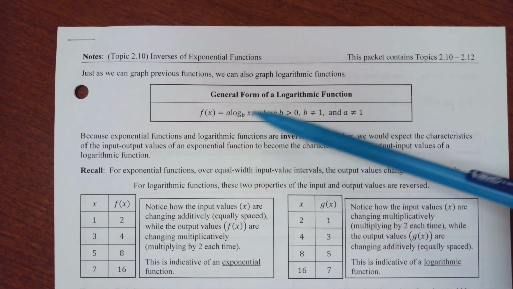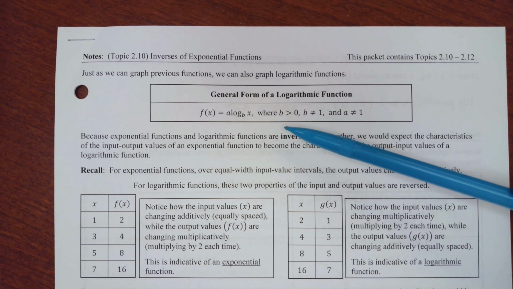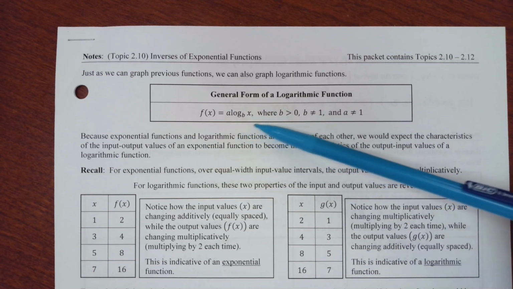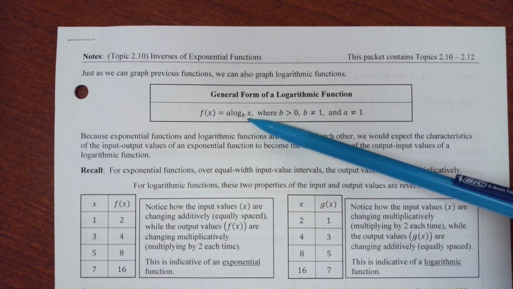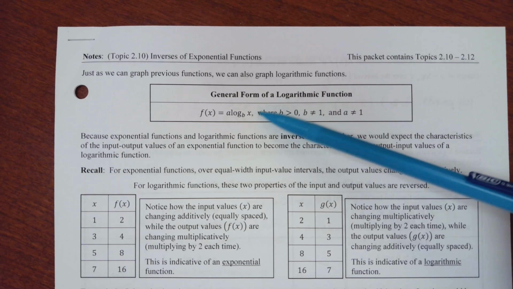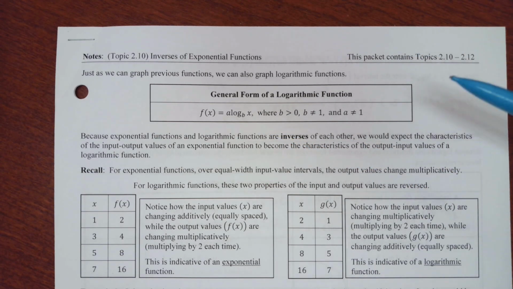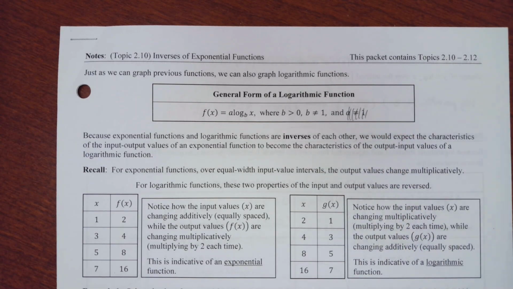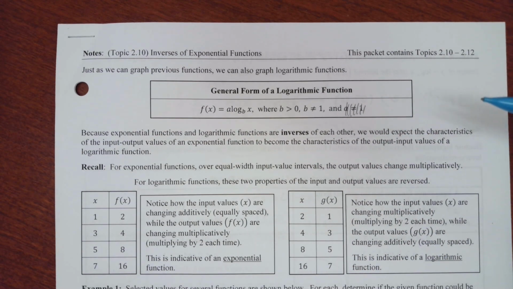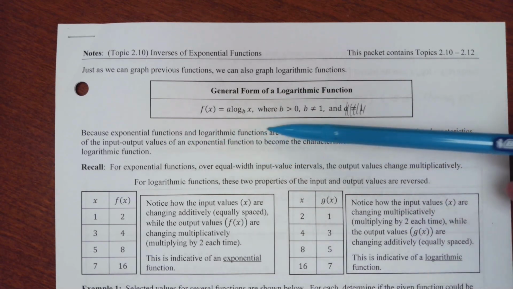So, your general form for a log function is going to be this right here, where b is greater than 0 and b is not equal to 1. You don't want a base of 1 because 1 to any power would be 1 again. And this a is not equal to 1. That's not necessarily true there. All right, and so you know that logs and exponential functions are inverses of each other.